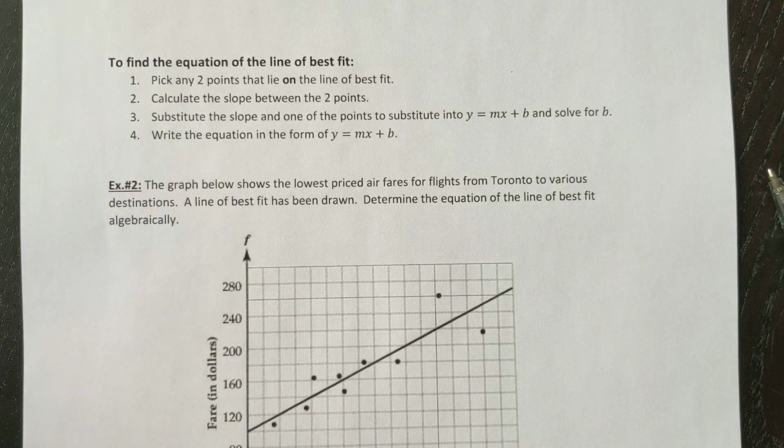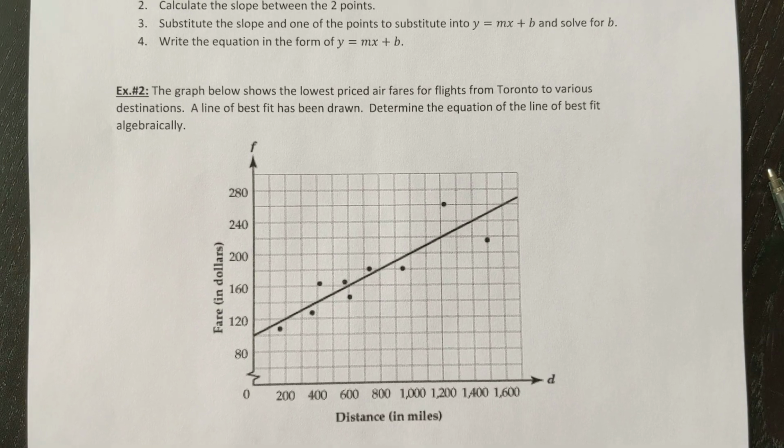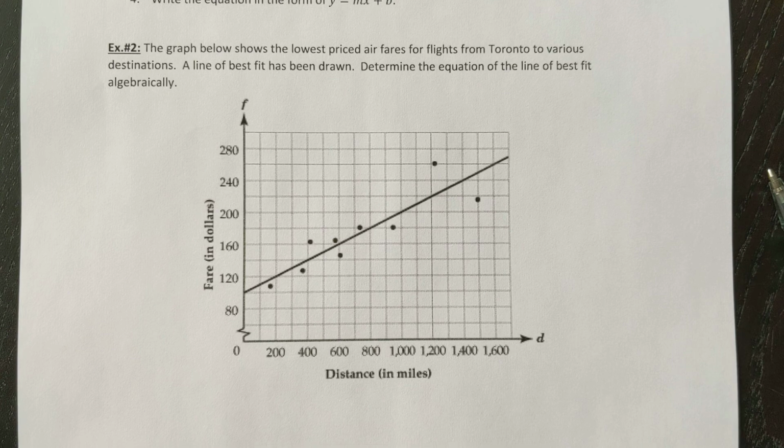This is very similar to what we have done in analytical geometry unit, but we will review it again. So let's take a look. Example 2. The graph below shows the lowest price airfares for flights from Toronto to various destinations. A line of best fit has been drawn. Determine the equation of the line of best fit algebraically.